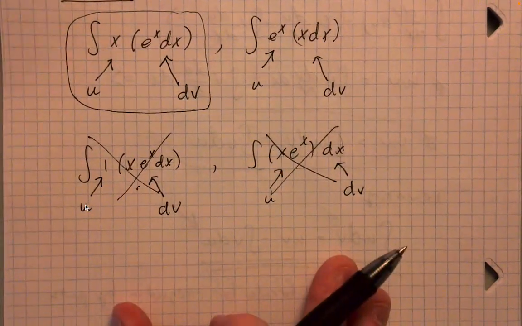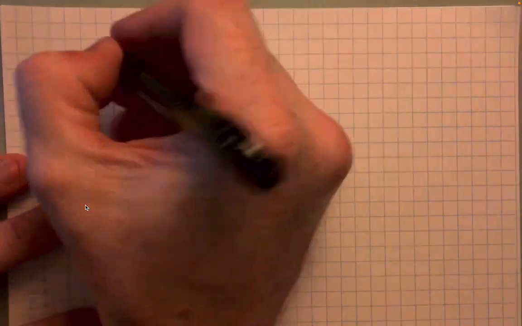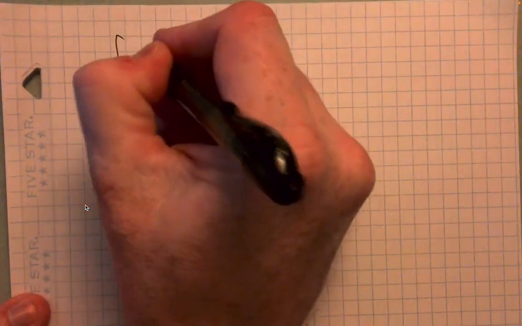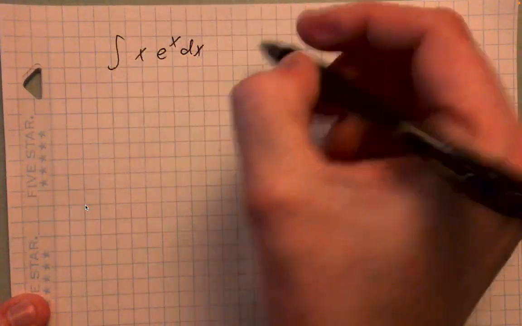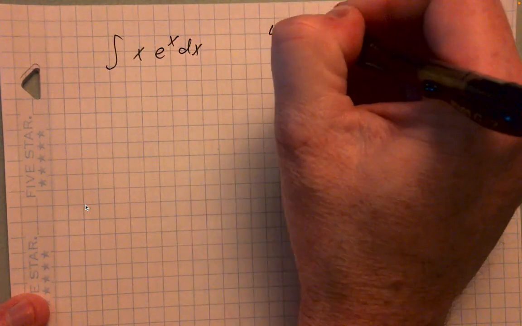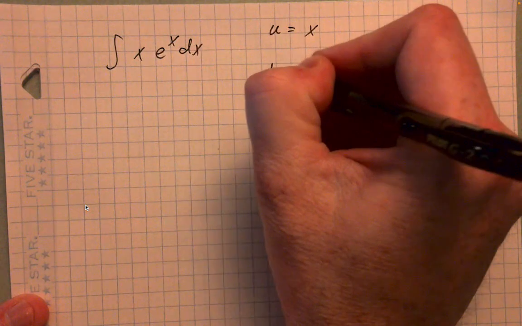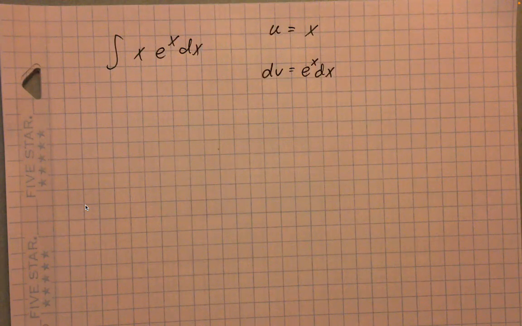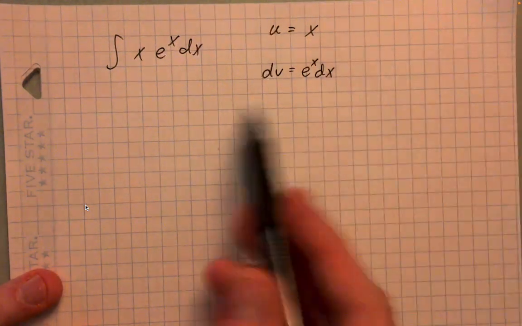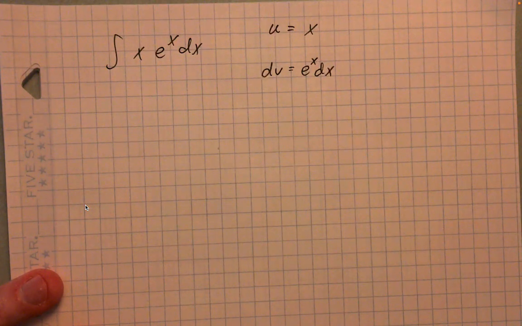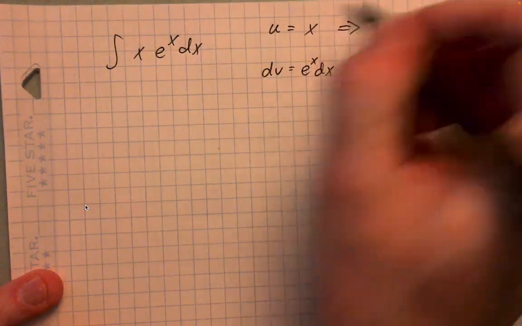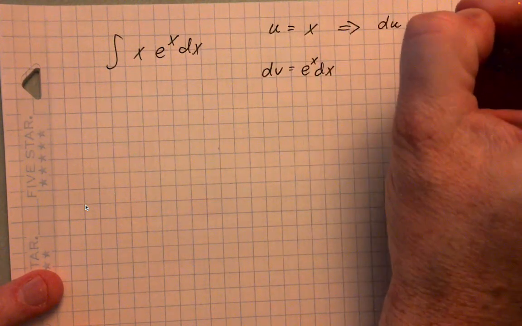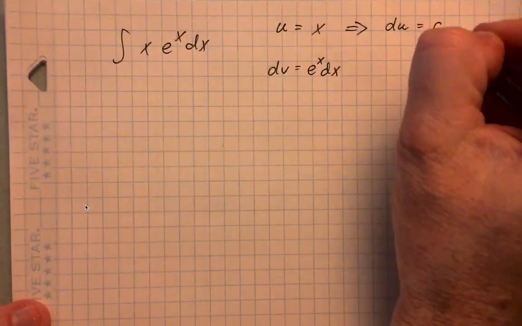Okay, now let's walk through what happens when we make that choice. Let me just flip to another sheet so I have plenty of space. So we've got the integral of x times e to the x dx. What we're going to do is let u equal x, and let dv equal e to the x dx. So this is going to be our substitution choice. Then we have to calculate du, and we also have to calculate v. If u is equal to x, then du is equal to 1 times dx.